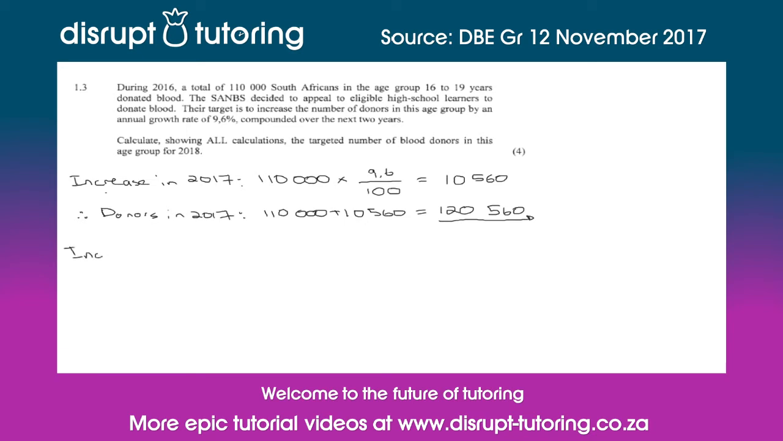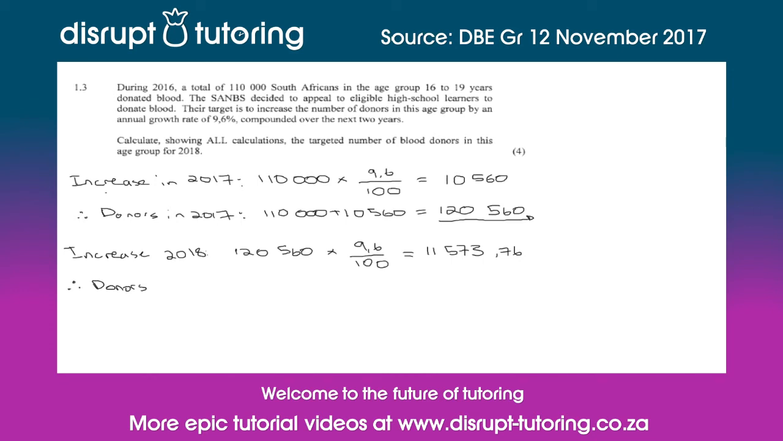So we need to find what the increase needs to be for 2018. So the increase 2018 will be this 120,560 multiplied by your 9.6%. So again, it's 9.6 over 100. In your calculators, this comes to 11,573.76. And then again, so therefore we need to add this to the total at the beginning of 2018.